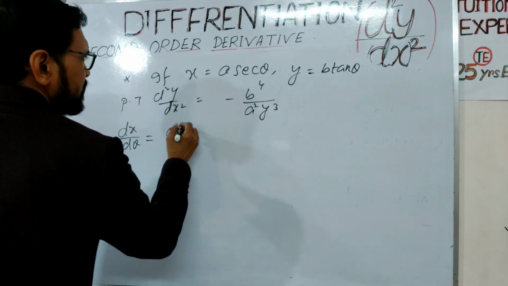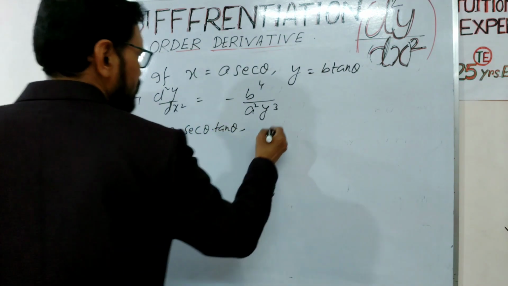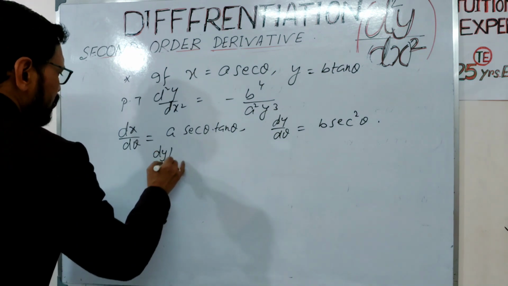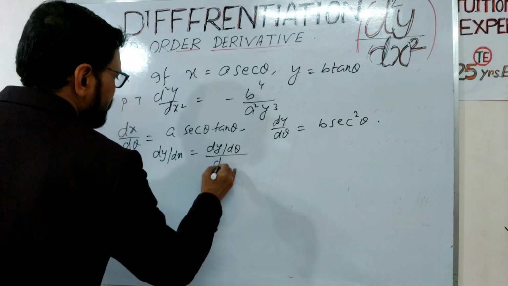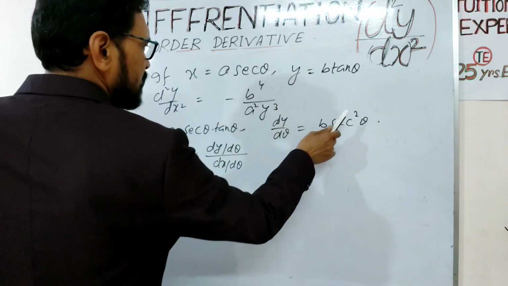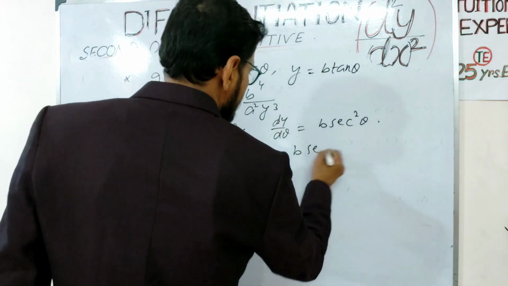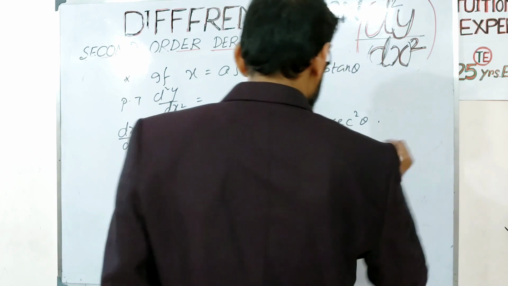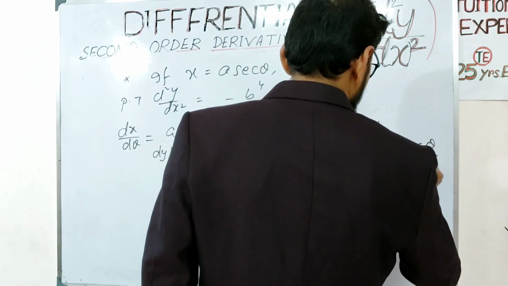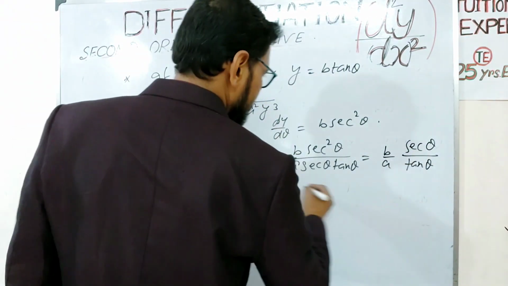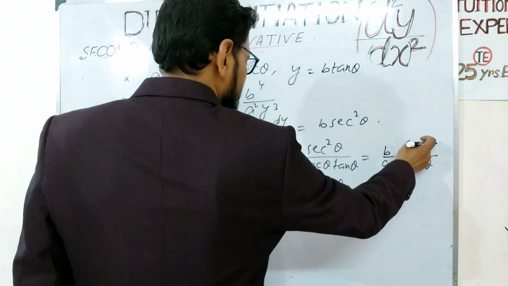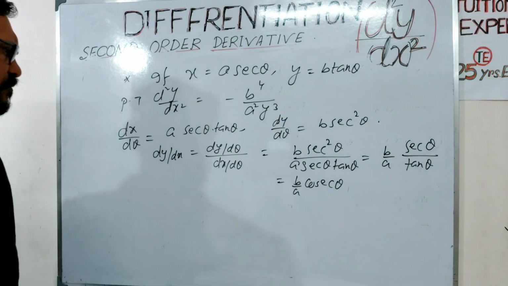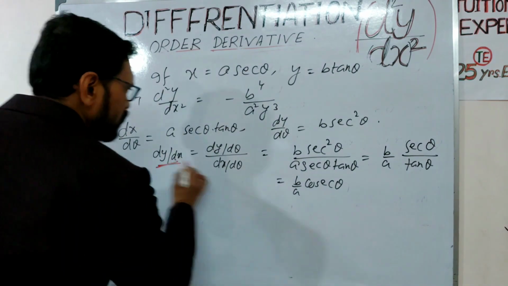So dx by d theta equal to a sec theta, derivative is sec theta tan theta, and dy by d theta equal to b sec square theta, derivative of tan theta is sec square theta. So dy by dx equal to dy by d theta divided by dx by d theta, which is equal to b by a sec theta by tan theta. Sec theta is 1 by cos theta, into sin theta by cos theta. So this is cosec theta. So dy by dx equal to b by a cosec theta.